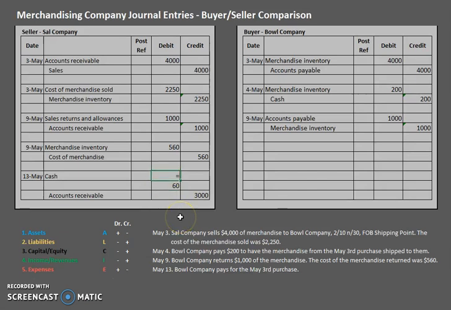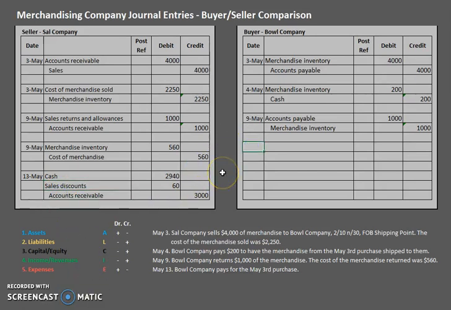So how much cash is the seller actually receiving? Well, $3,000, the amount they were owed after the return, minus that discount. So the amount of cash is $2,940. So the last thing we have to do is to take care of that $60 discount. And that would actually go into sales discounts, and that is another contra revenue, hence why we are debiting it.